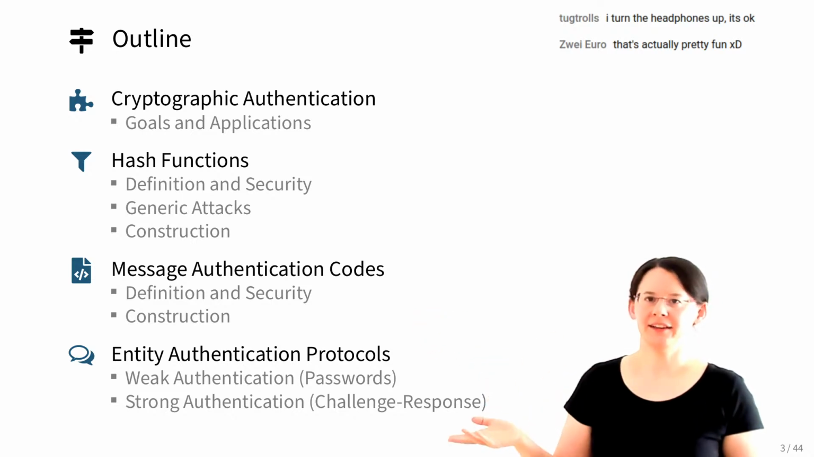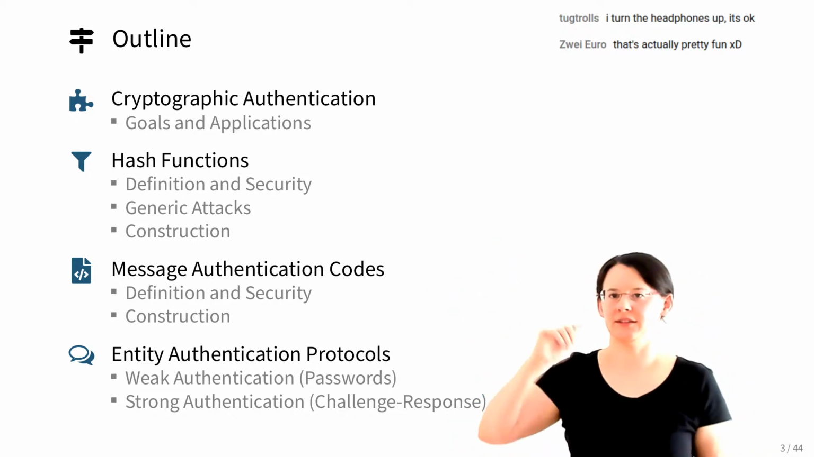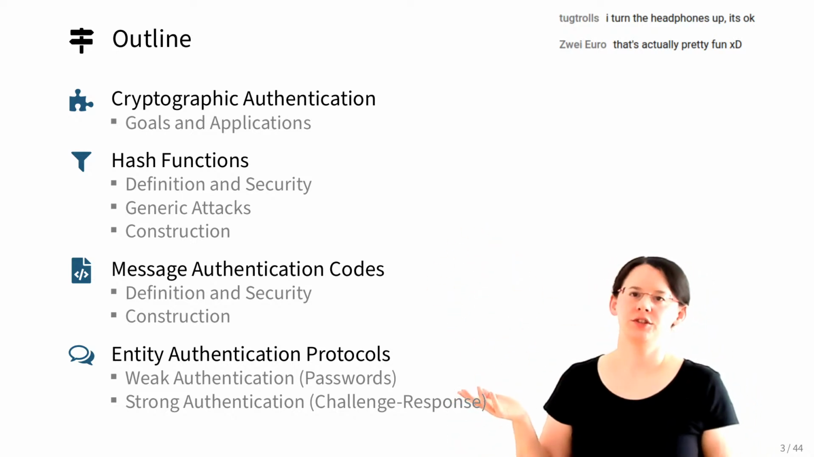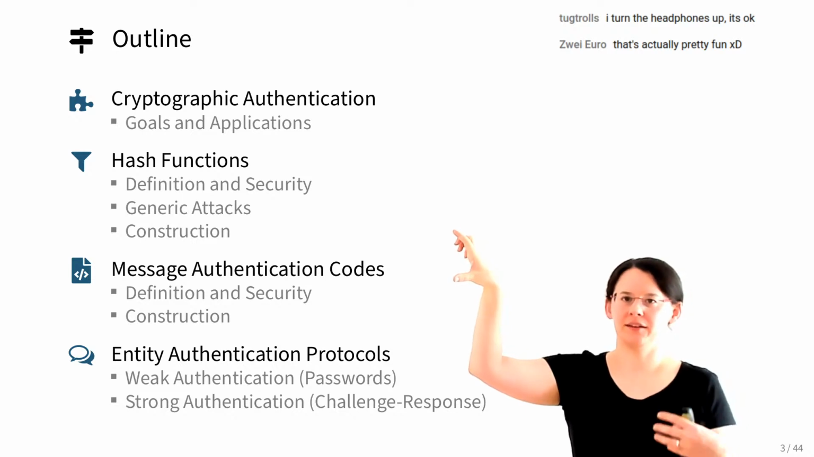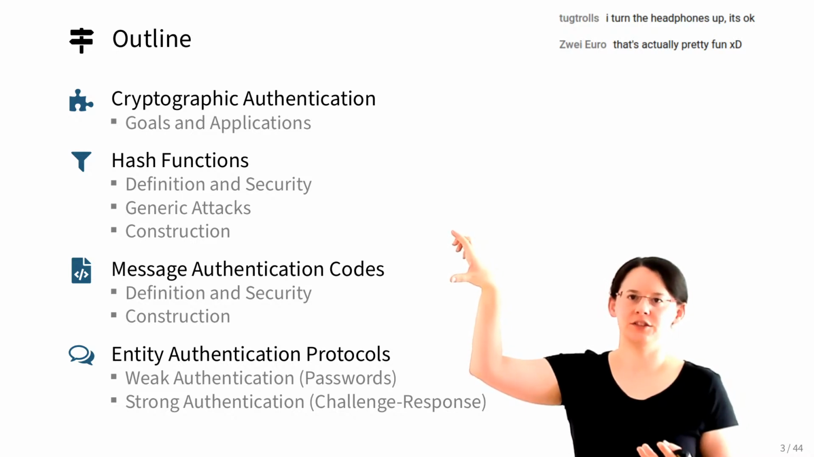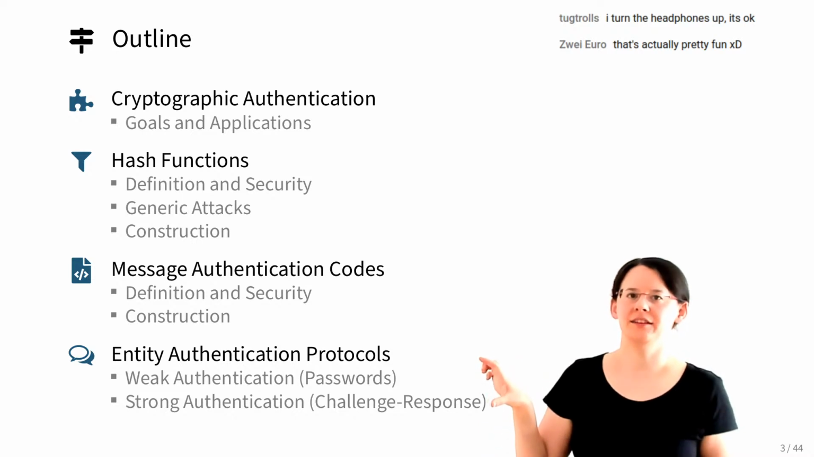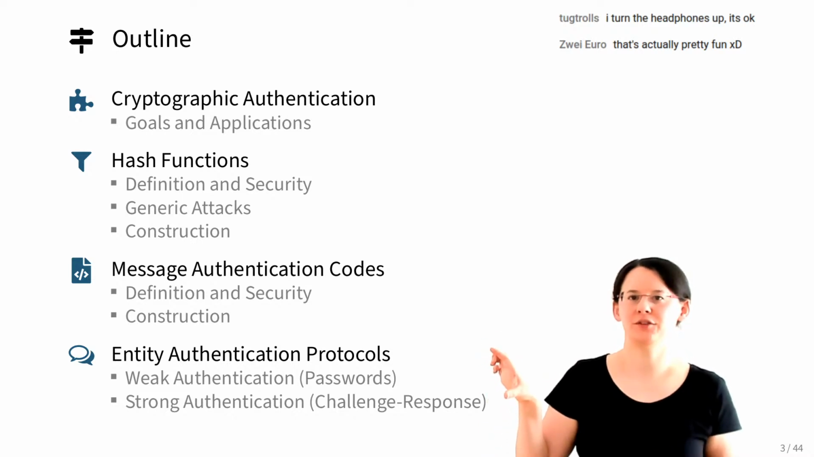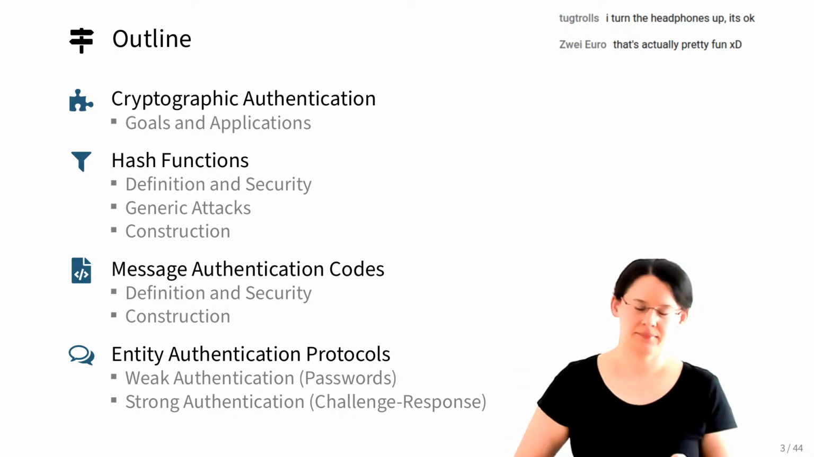And finally, at the end, we will have a look at some protocols that employ these schemes in order to achieve entity authentication. Whereas the first two are about message authentication, so making sure a particular message is authentic and integrity protected, here it is going to be about entity authentication. I'm going to define the difference in a moment. To be short, it's about people, not data.